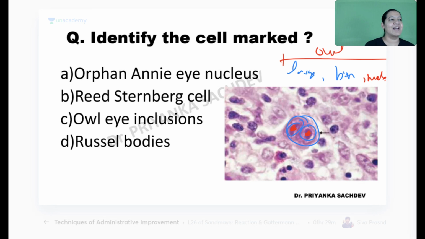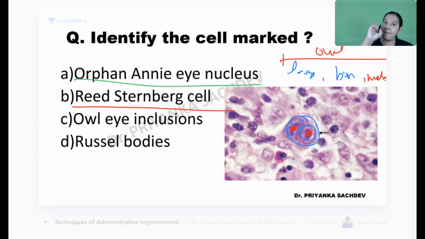So most of you are right. The correct answer here is RS cell. Dr. Gaurav, Shatanik and Khushi are first to answer it correctly. RS cells are seen in Hodgkin's lymphoma. Yes, it is not orphan eye nuclei.